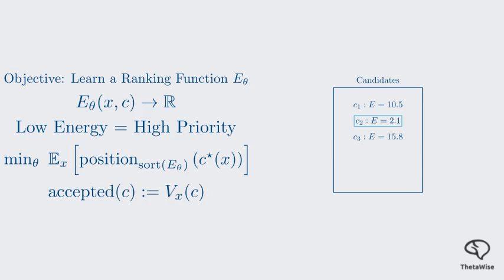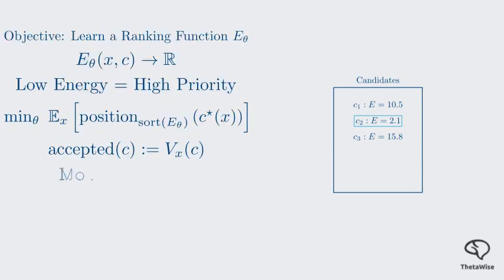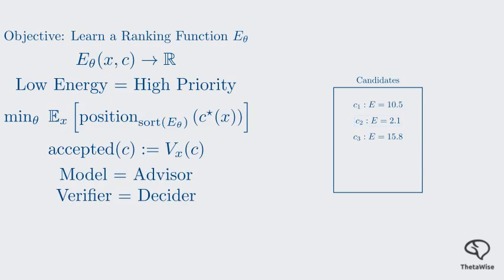Crucially, the settlement rule itself remains untouched. The verifier, not the model, has the final say. The model is merely an advisor, suggesting which candidates to look at first. If the model is wrong, the system still finds the correct winner. It just takes a bit longer.